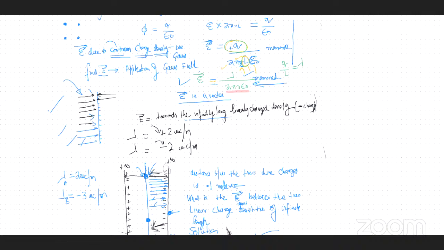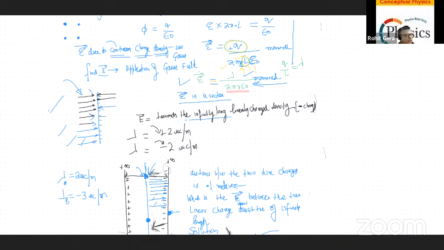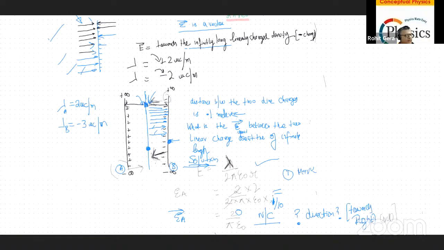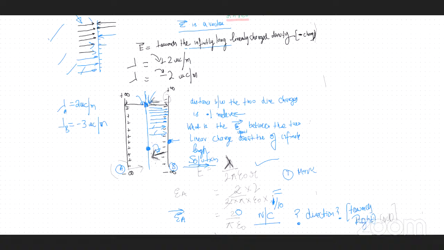Towards the line charge or towards the negative? Yes, towards the negative. Why have you drawn this? How is this towards the negative? This electric field is, no, away from the negative charge here.